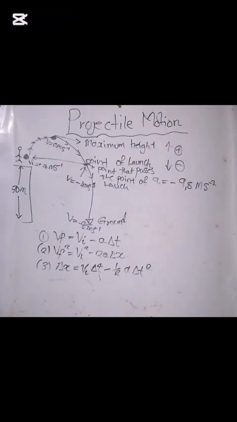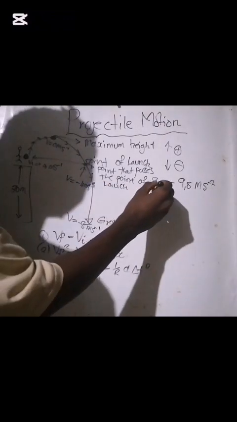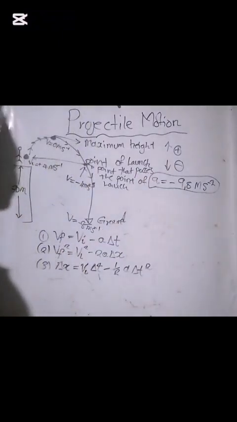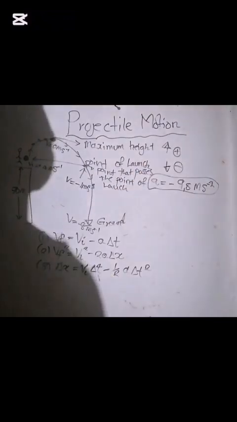So you have to keep these 3 equations of motion in mind when you want to deal with problems under the topic of projectiles. Another thing that you must keep in mind is that when you're dealing with projectiles, always choose your acceleration to be negative 9.8. And for the sake of not making mistakes, always choose upward as positive and downward as negative.